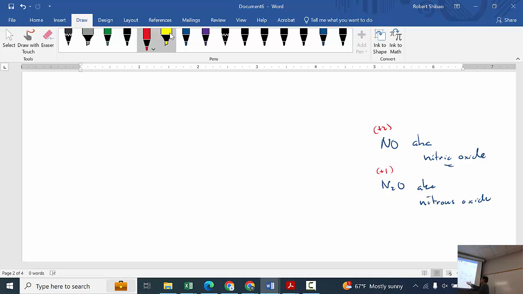So nitrous oxide, many people are familiar with nitrous oxide because it has another name. What's the other name for nitrous oxide? Laughing gas. Nitrous oxide is called laughing gas.